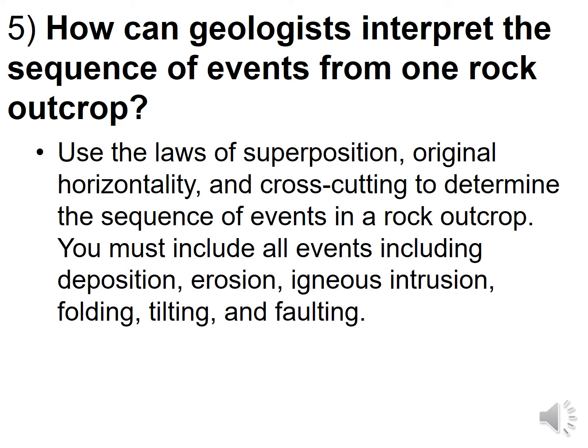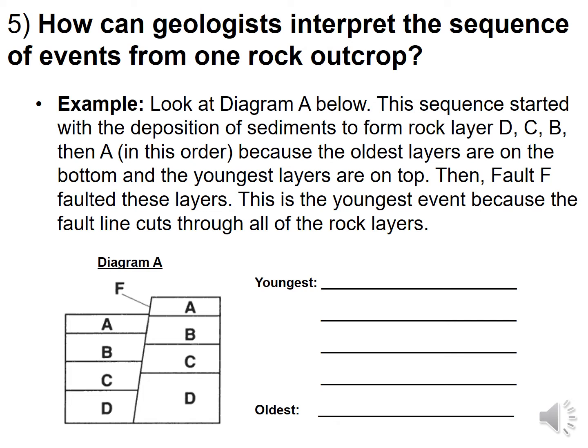Okay, so using all of this, how can we interpret it to determine the order of events and what these events are? So we're going to be using events such as deposition, erosion, igneous intrusion, the folding, tilting, and the faulting. So looking at this, we want to go with what happened last. Well, this line, because it cut through all of the layers, means all of these layers had to be there first. So that means they're older than F. And when we have a cut through like this, it's a fault. So fault F happened last.